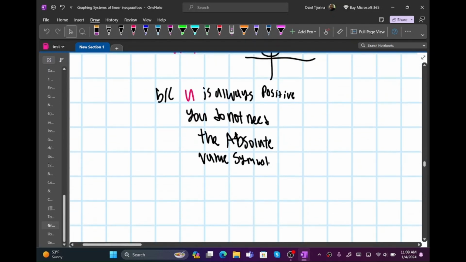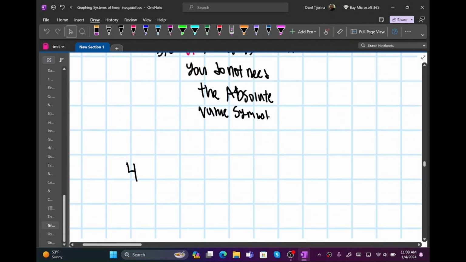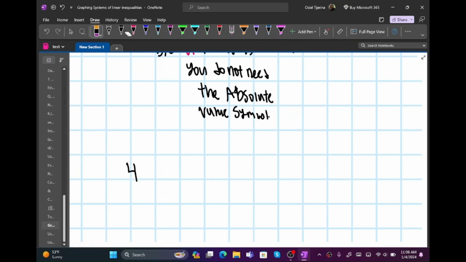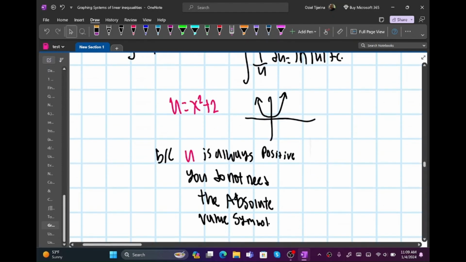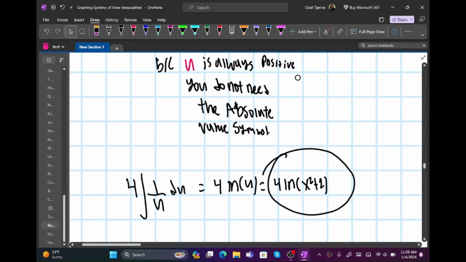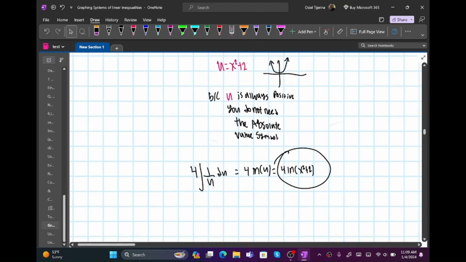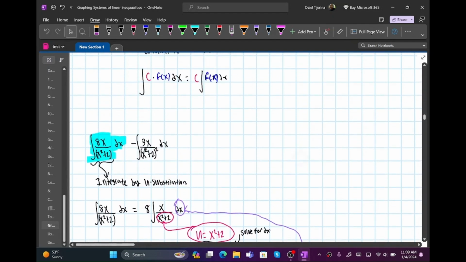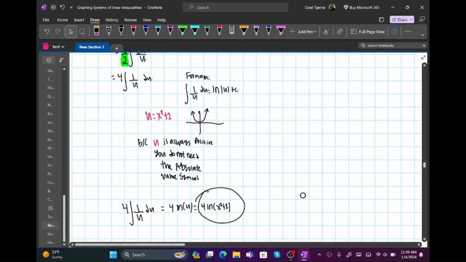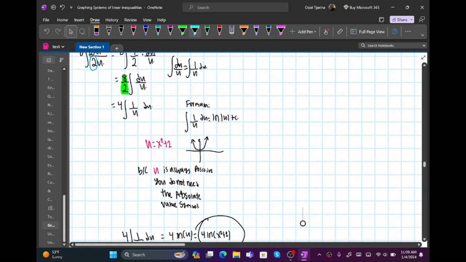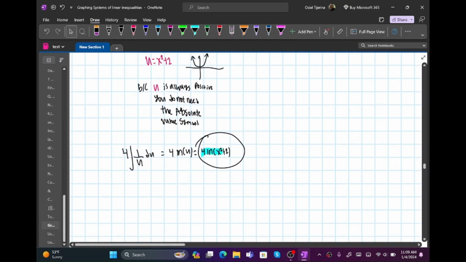So 4 times the integral of 1 over u du will end up being 4 natural log of u, which is 4 natural log of x squared plus 2. So that is what that is. And now for the next part, I will highlight that in blue because obviously that was the first part of this.